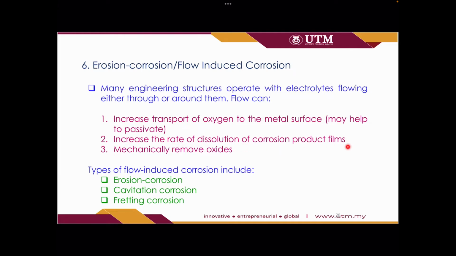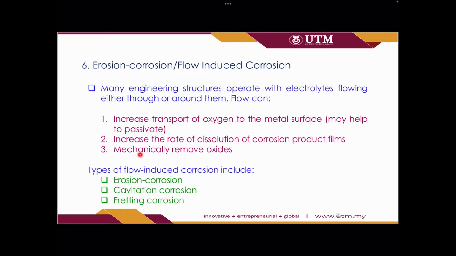Corrosion product forms may also cause erosion corrosion, because this corrosion product that is supposed to inhibit further corrosion is dissolved in the flow. So if it is stagnant, maybe the dissolution is a bit less, but due to the flow of the electrolyte, this may happen, which is the dissolution of corrosion product.